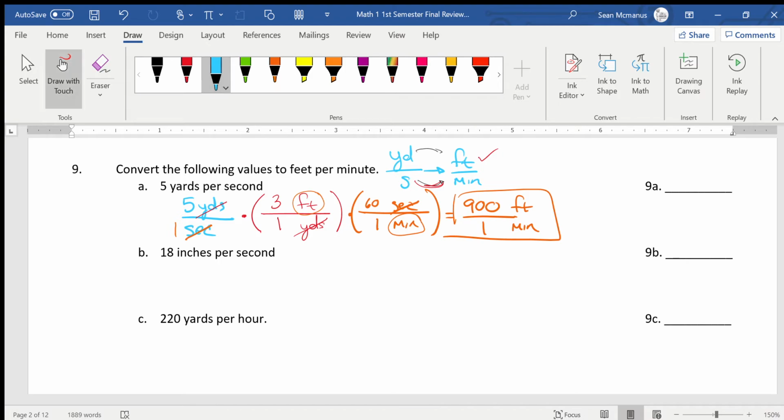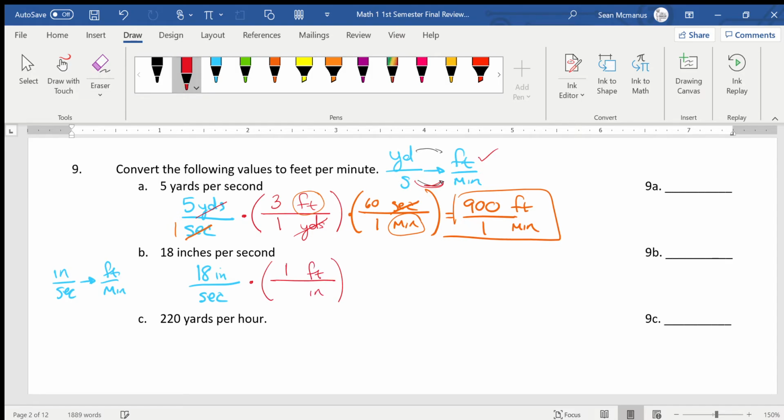All right. Part B, 18 inches per second. And again, we're trying to go from inches per second, and all of these are trying to go to feet per minute. So let's do another conversion factor. This time I'm trying to change my inches to feet. And so my conversion factor to make this a big number 1 would be 1 foot and 12 inches. Those are equal to each other. Inches and inches cancel out, and I'm left with feet, which is what I want.